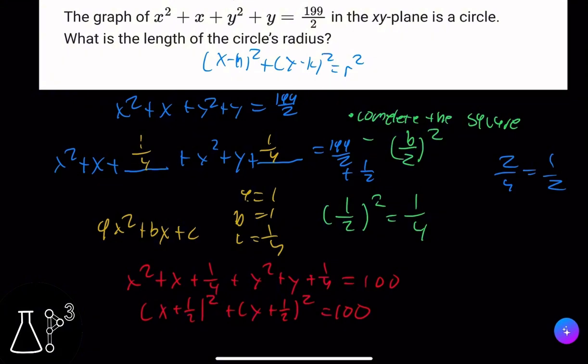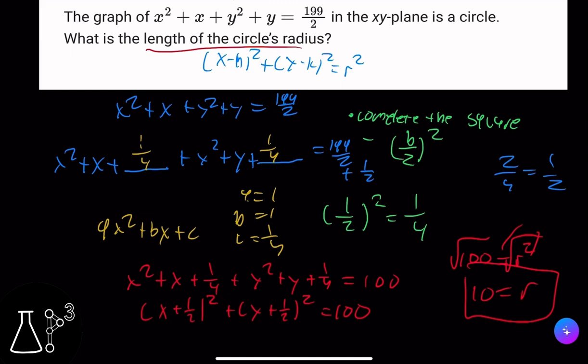Remember, we're looking for the length of the circle's radius, and we can find it by looking at the right side of the equation, r squared. So what we want to do is set 100 equal to radius squared. I want to take the square root of both sides. The square root of r squared cancels out, so I'm left with r by itself, and the square root of 100 is just 10. Therefore my radius is 10 in this equation.